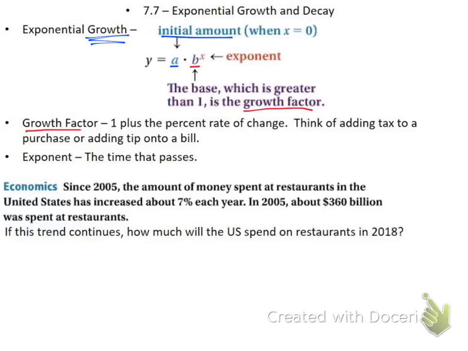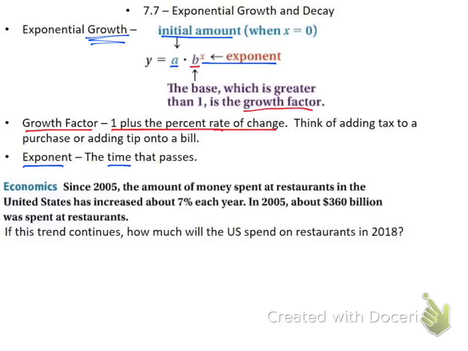B, which is the base of my term that has the exponent, is going to be my growth factor. And my growth factor, underline it here, is going to be 1 plus the percent rate of change. And then the last thing, my exponent, is going to be the time that goes by. So the exponent is time.